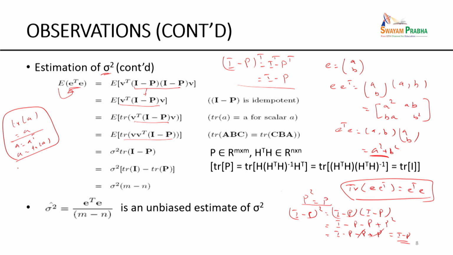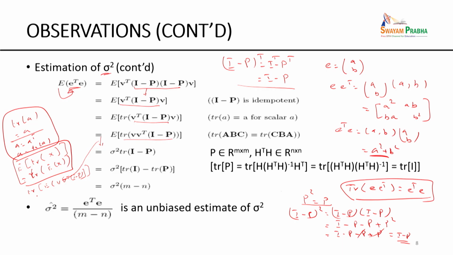The expected value of the trace is equal to the trace of the expected value. They commute. So using that rule, I can take I minus P out. So this step is equivalent to the trace of the expected value of VV transpose times I minus P. That's a good simplification involved in here.